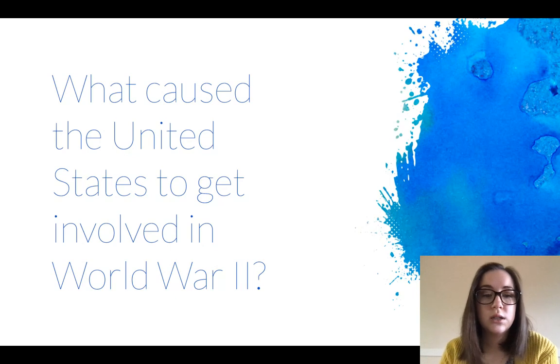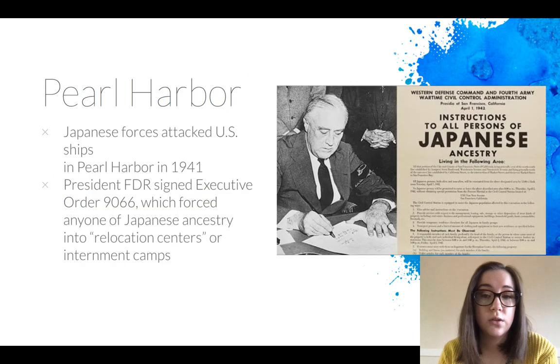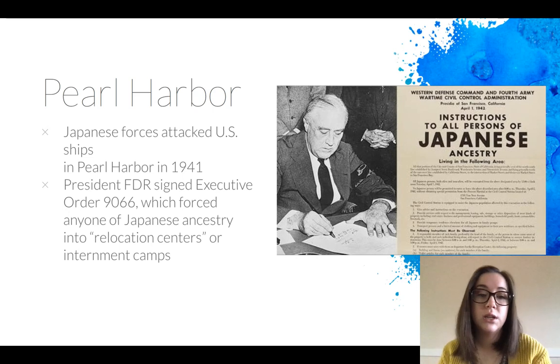So, what caused the United States to get involved in World War II? And a couple of you said this on the Padlet. Right. Pearl Harbor was the event that caused the United States to get involved in World War II. When the Japanese forces attacked US ships in Pearl Harbor, which is in Hawaii, the US decided that they were going to join the war.